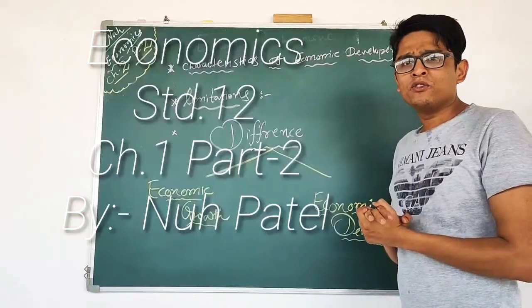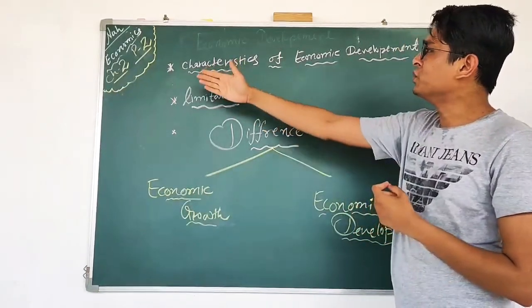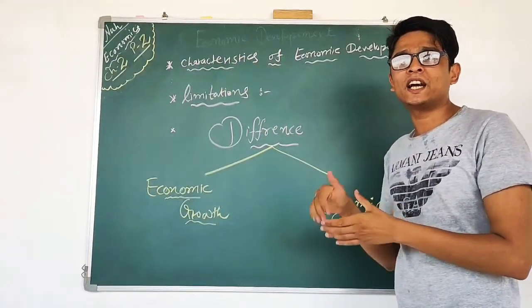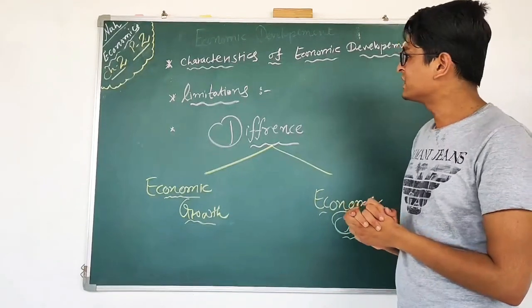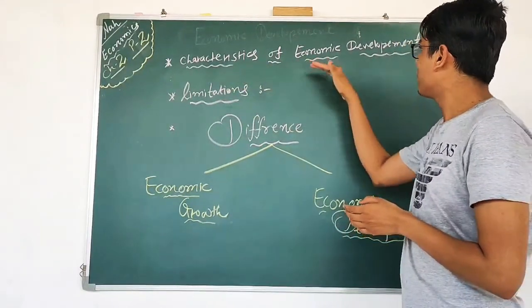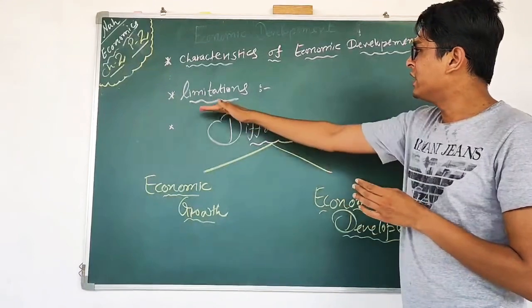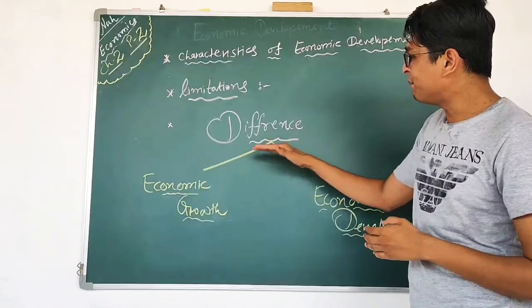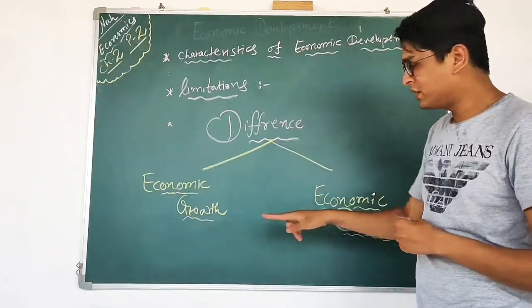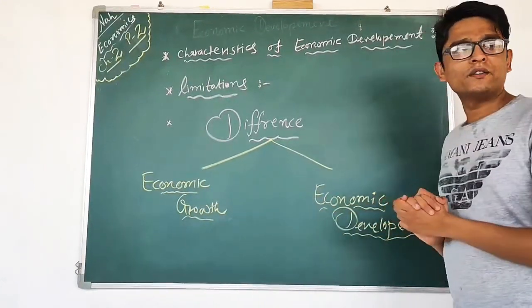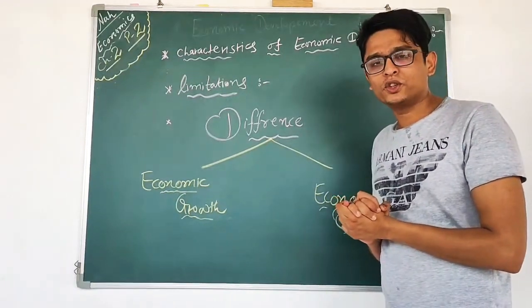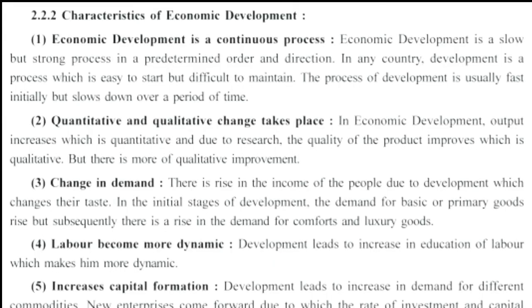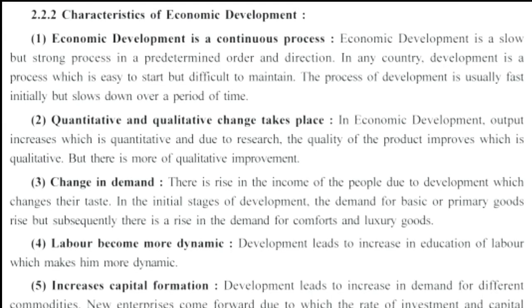First of all, we are going to chapter number 2, part 2 of economics, that is indicators of growth and development. The second part of this chapter, our second topic is characteristics of economic development, limitations of economic development, and differences between economic growth and economic development. We will learn in this video. So continue watching this video for further detailed information about these topics. Our first topic of this video is characteristics of economic development.